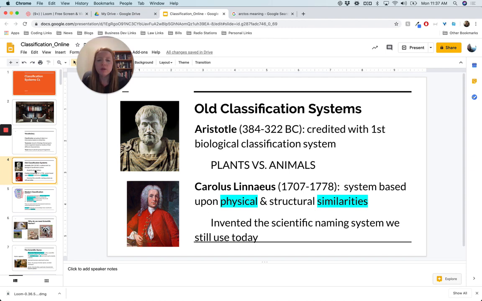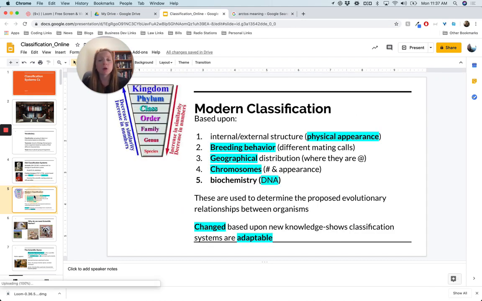Now, we got some really old dudes here that came up with some classification systems way back when. So Aristotle came up with a system where he put everything into either a plant or an animal category. Carolus Linnaeus, he lived in the 1700s and he based his classification system on the physical characteristics of living things. And he actually invented the scientific name too, which we will talk about.